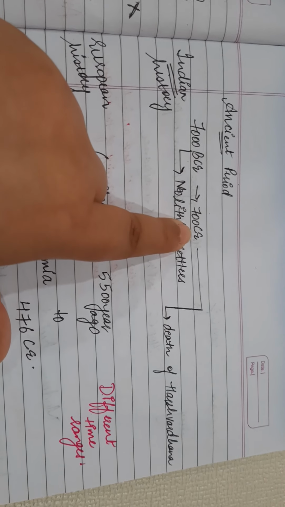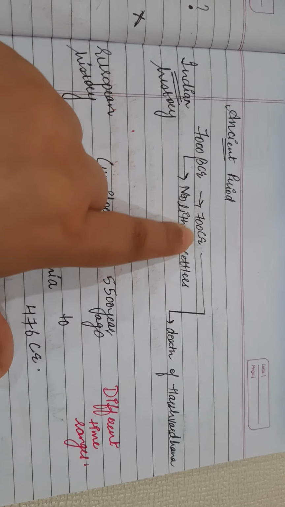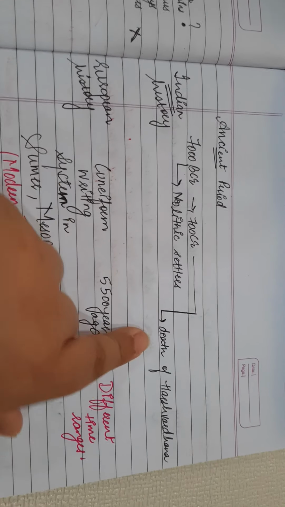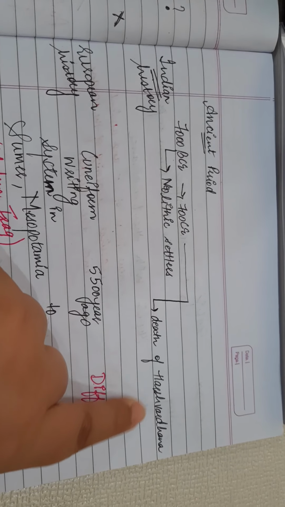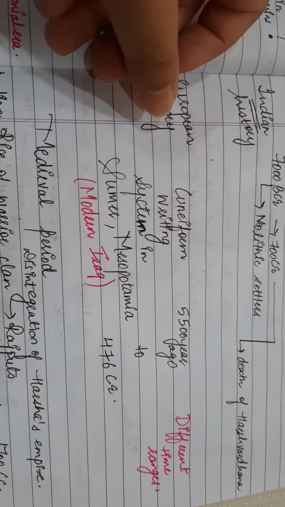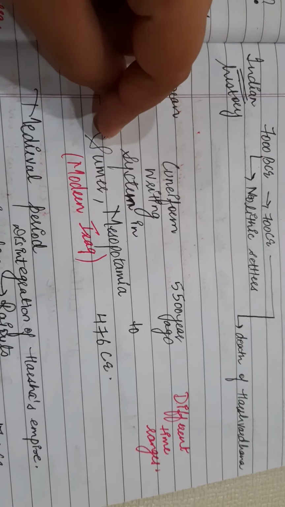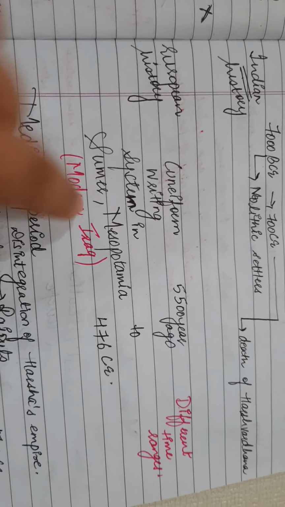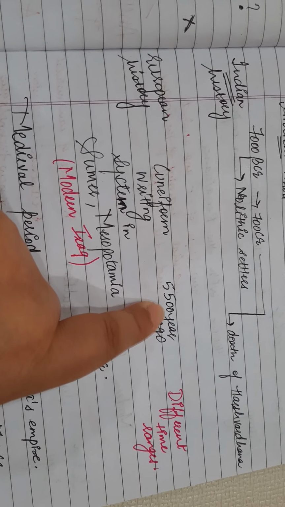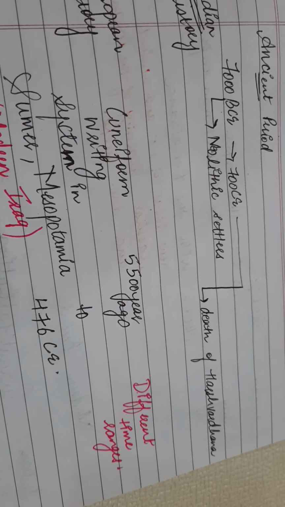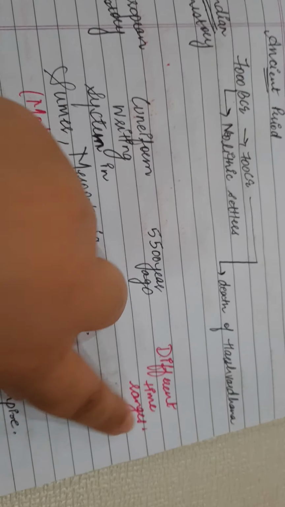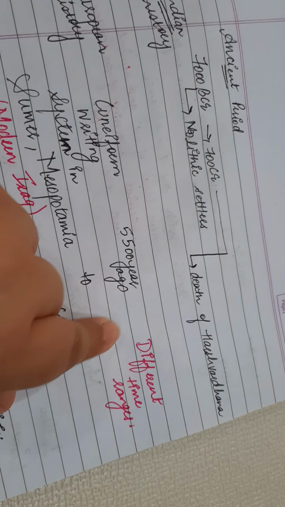7000 BC to 700 CE, this is what we wrote for Indian history. Neolithic settlers started their farming and other things, and it ended at the death of Harshavardhana. In European history, cuneiform writing system in Sumer, Mesopotamia, modern Iraq, it commenced 5000 years ago to 476 CE. These were the different time ranges which we found here.